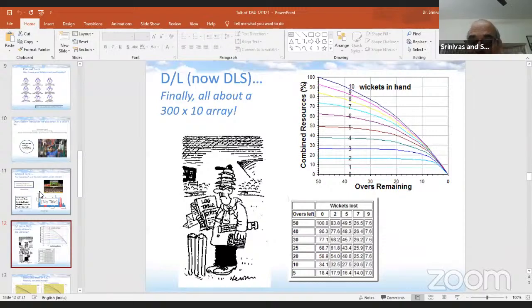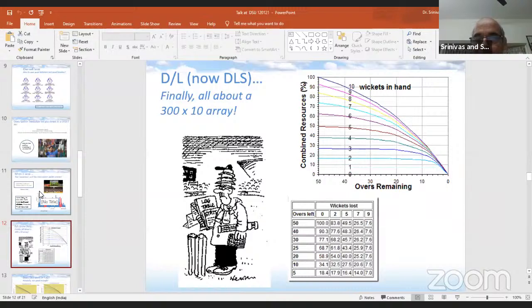You have much more resource at that stage when 25 overs are over but you have lost only 2 wickets. You still have 62% of your resource, which means you've used up only 38%. And if you have more resource, it means you can score more runs, right? So the larger the resource I have, the greater is my capability of scoring runs. Okay.